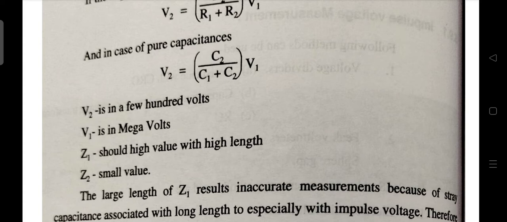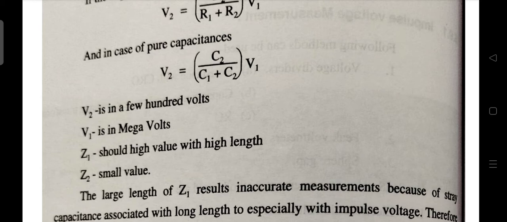Z1 should have a high value with a large length, and Z2 should have a small value. The large length of Z1 results in stray capacitance associated with the long length, especially with impulse voltage. Therefore, precaution should be taken on the low voltage side of the potential divider. A screened cable of finite length is required for connection to the oscillograph. Other errors and distortions of wave shape can also occur.